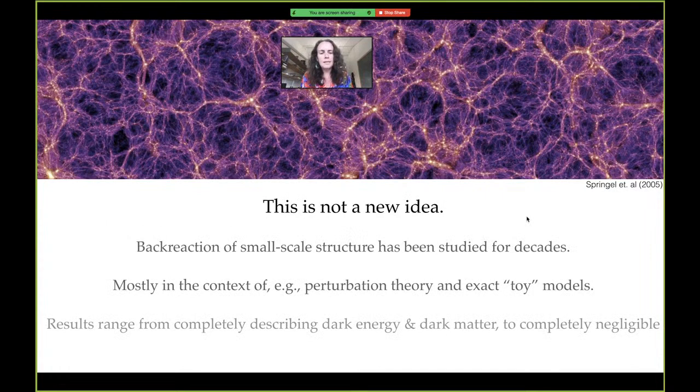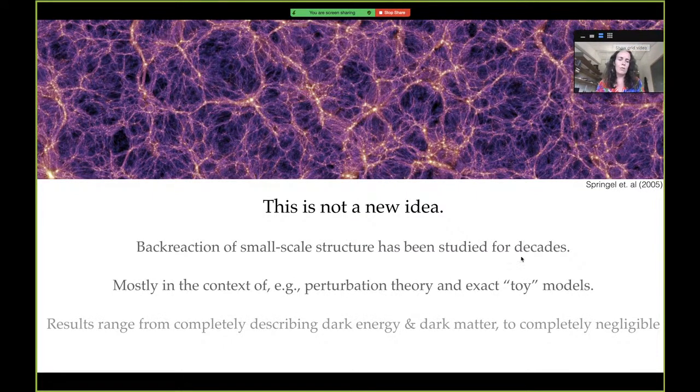I do just want to stress that this is by no means a new idea, and the back reaction of small scale structures on the averaged evolution has been studied for decades, mainly in the context of perturbation theory, post-Newtonian expansions and exact toy models. The results of these studies span a really large range, from completely describing dark energy and dark matter to being completely negligible. So I don't think there's much question that this is a really important thing to look into in more detail. This has been a really hot topic of debate for about 40 years or so, so it's by no means solved.